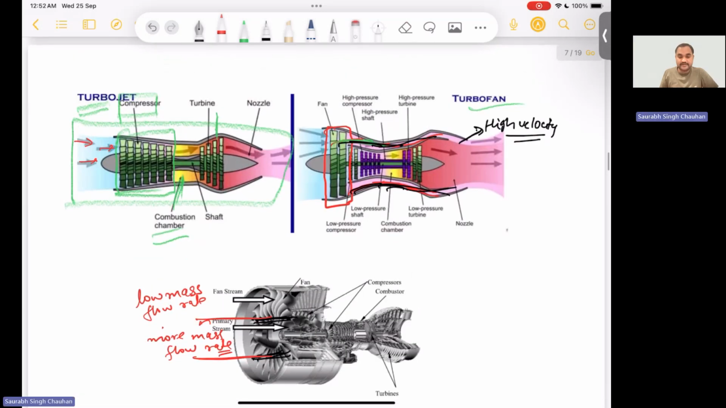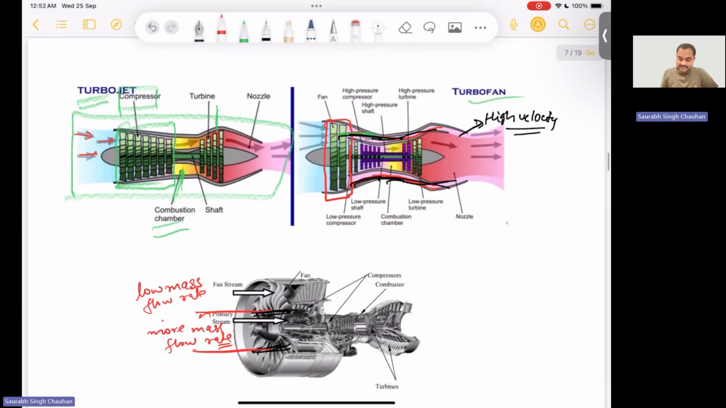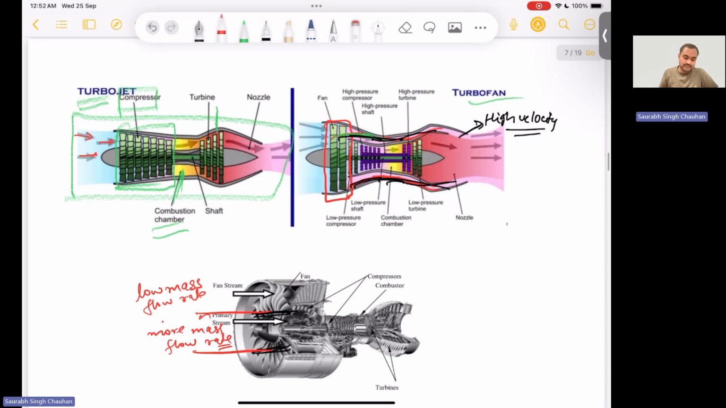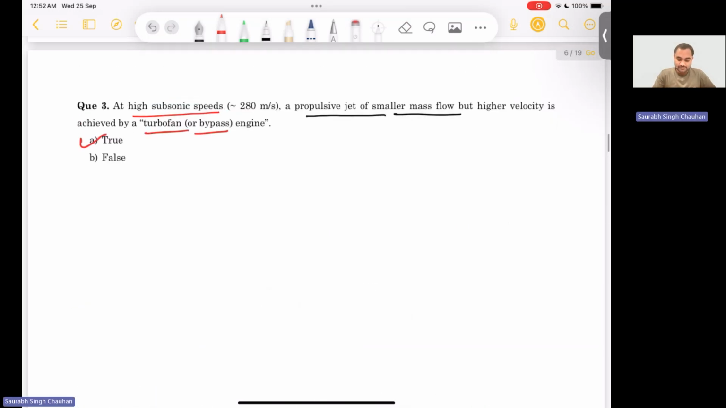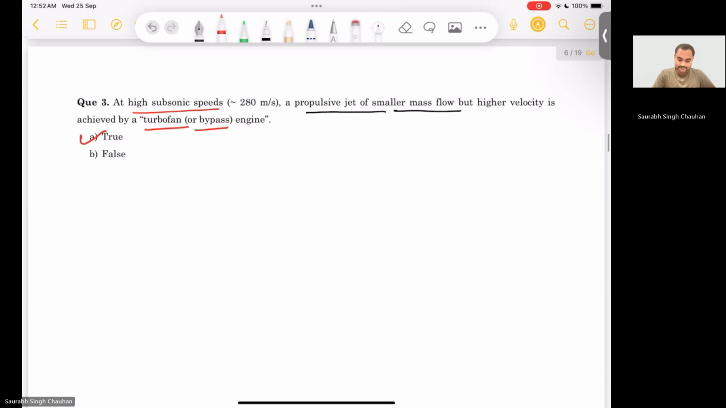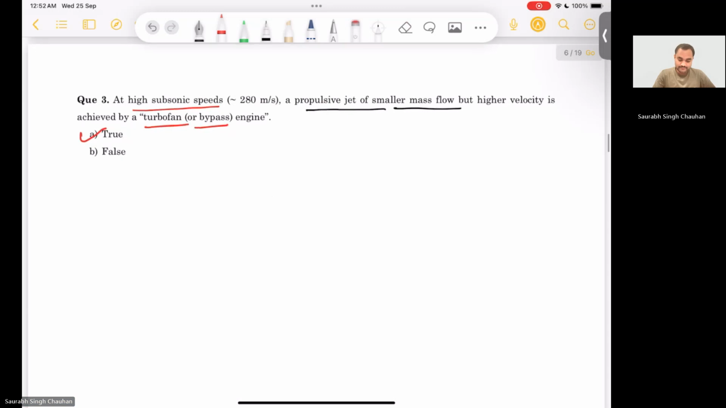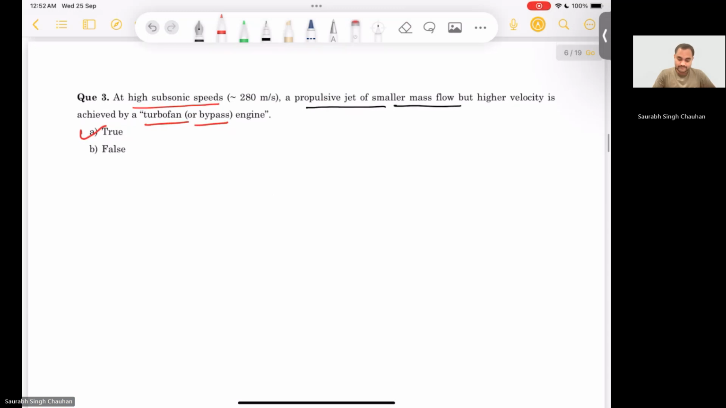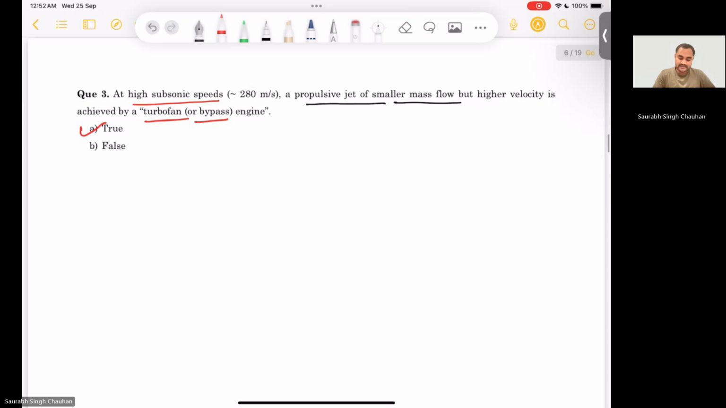So this is our turbofan. The inner core is common in both turbojet and turbofan. Turbofan has this extra part, this fan and this duct. So this statement is true: a propulsive jet of smaller mass flow rate but higher velocity is achieved by turbofan. So I hope this is clear, and we can move to question number 4.